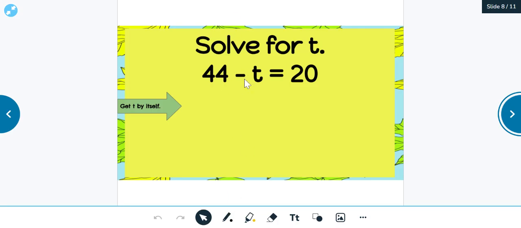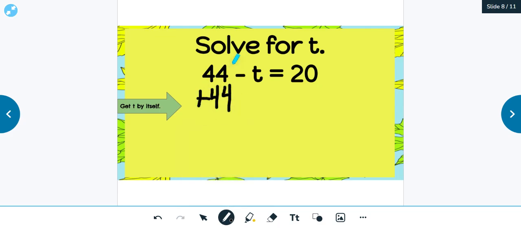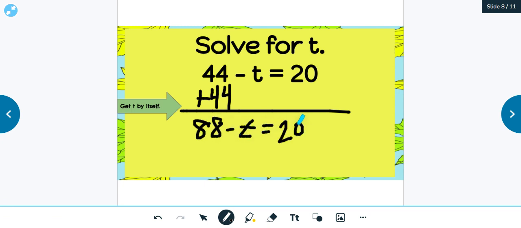Solve for t. 44 minus t equals 20. Okay, now this one is a little bit tricky. I see this minus here, right? So it makes you want to add 44. But we're not going to add 44 because then we end up with 88 minus t equals 20, and that doesn't tell me what t is. Remember, once you do your steps and solve your equation, you want it at the end to say t equals this or x equals this. This is what our mystery number is. But if we were to add 44, our equation doesn't get any smaller, doesn't get any easier. So that must not be right.